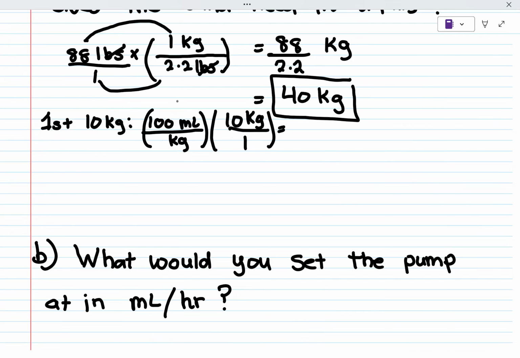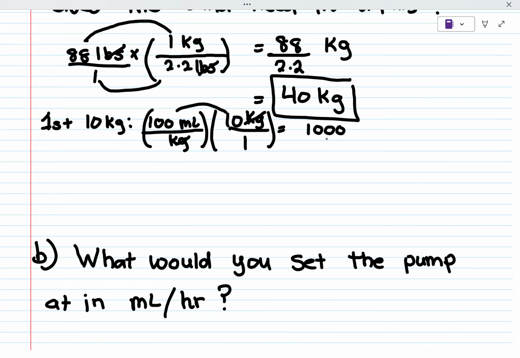Okay. So if you do that, the kilograms disappear and you're left with milliliters, right? We want milliliters because the question in part A asks how many milliliters of maintenance fluids the child needs in 24 hours. So when you put it all together, multiply across. What's 100 times 10? 1,000.